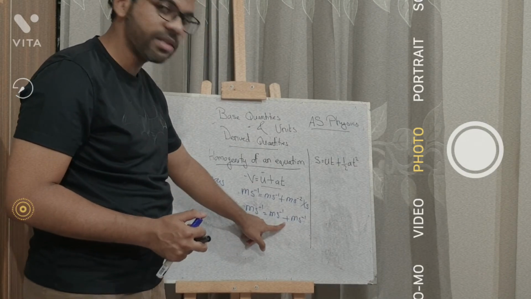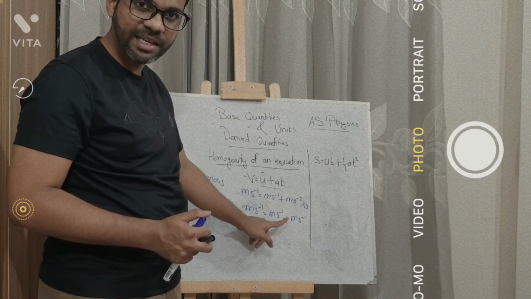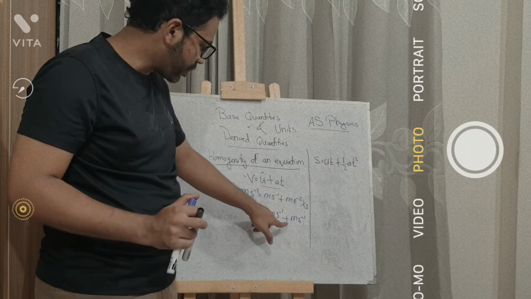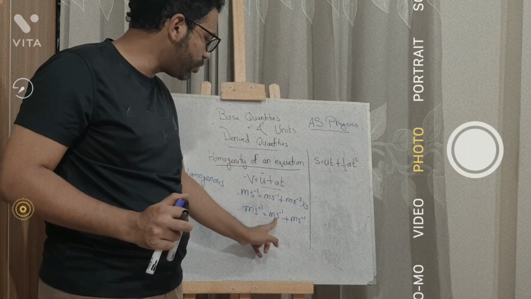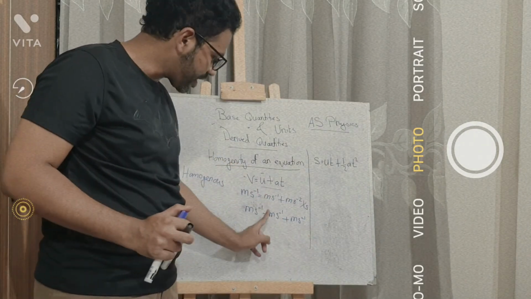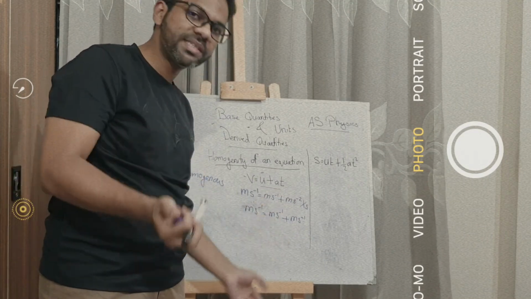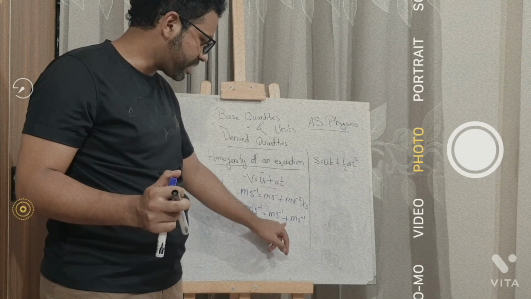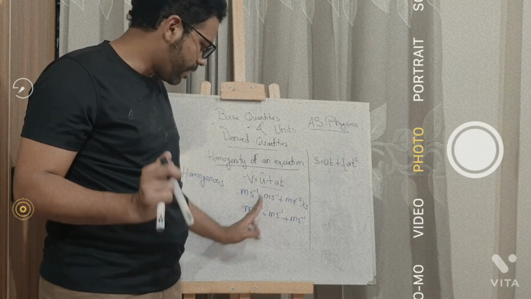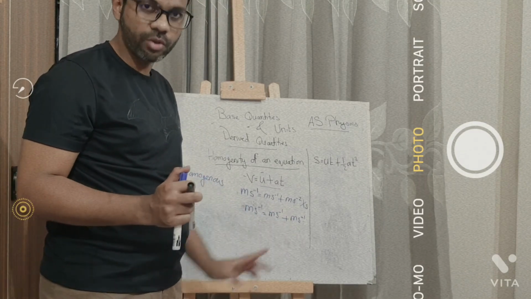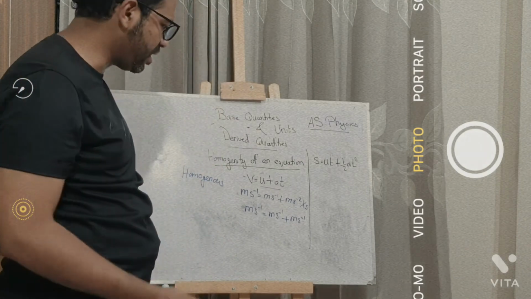If you have an addition sign in between or a subtraction sign in between, that's okay, that's fine. Because when you add these two quantities, eventually the unit remains meters per second. If you add 5 meters per second plus 2 meters per second, the answer will be 7 meters per second. So it doesn't matter if you have an addition or subtraction sign, but you have to make sure there is no multiplication or division sign because that will change the unit of it.